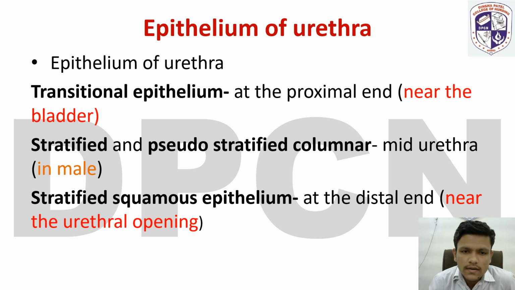Next, stratified and pseudostratified columnar epithelium is situated in the mid urethra, which we can see in the male. Next, stratified squamous epithelium is present at the distal end near the urethral opening. Okay, this is all about the epithelium of the urethra.